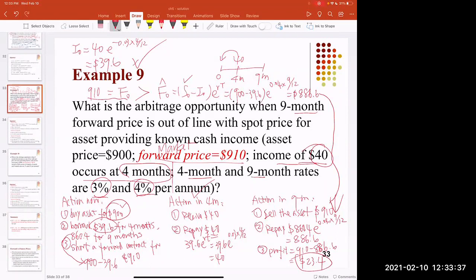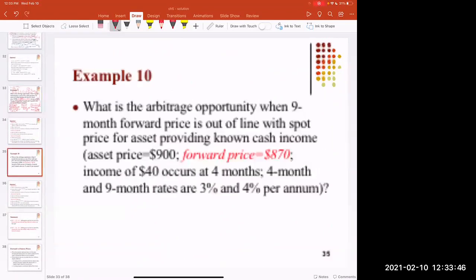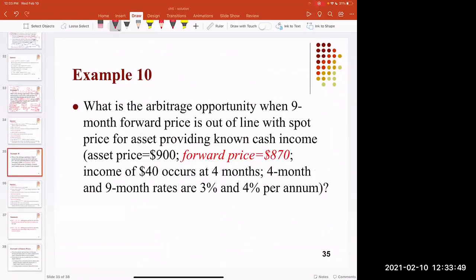Okay, that's example 9. Example 10 talks about the other case, when the market forward price is lower. What would be our strategy? This case is pretty much similar. You can see the asset price is the same, the income is the same in 4 months, and the risk-free rate is the same. So we can do this quickly. We have 4 months, 9 months. We have an income of 40. And you can go back to check I0, which we got from example 9.